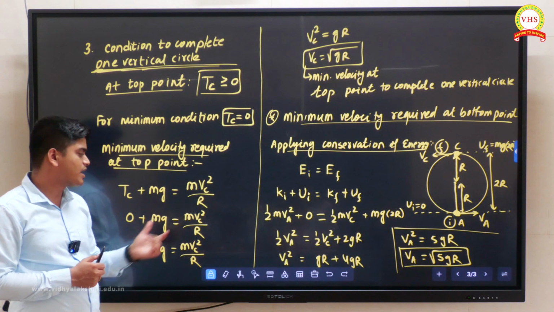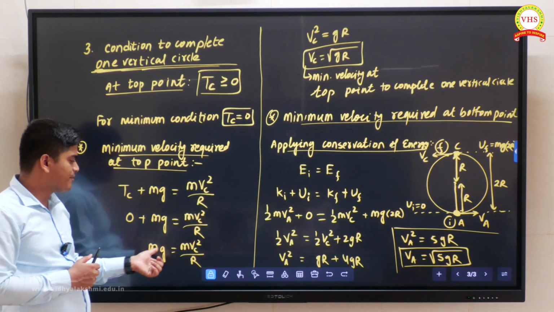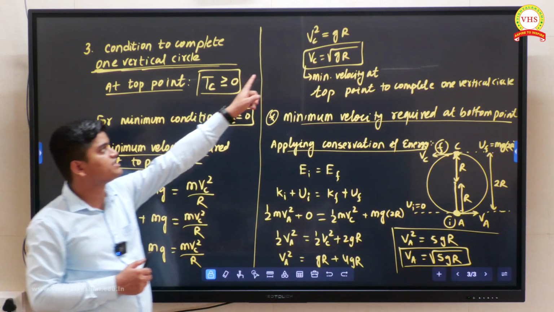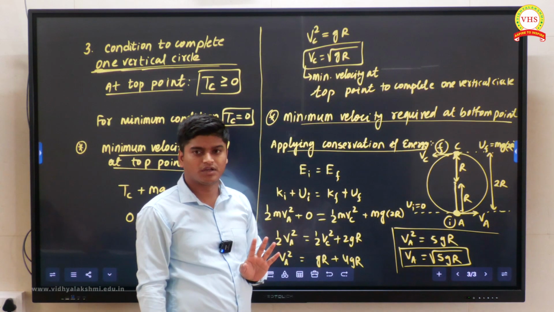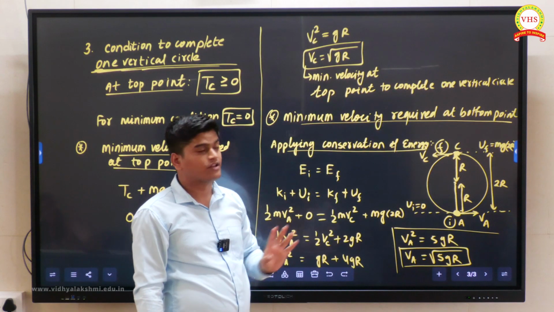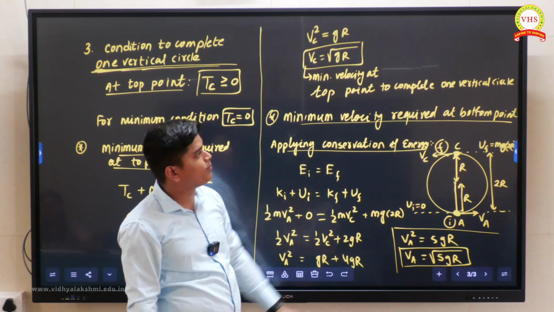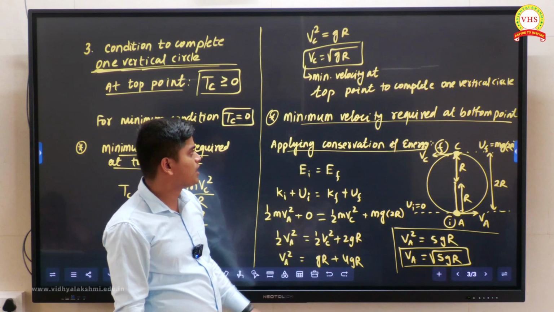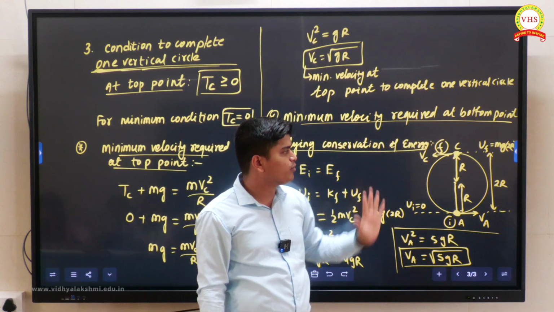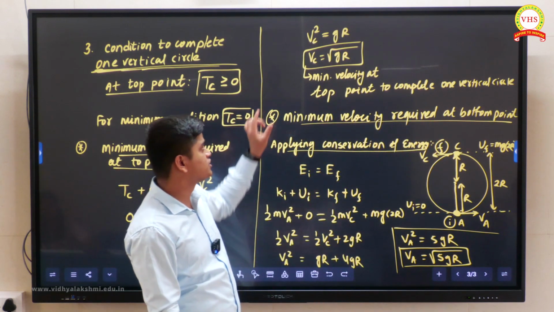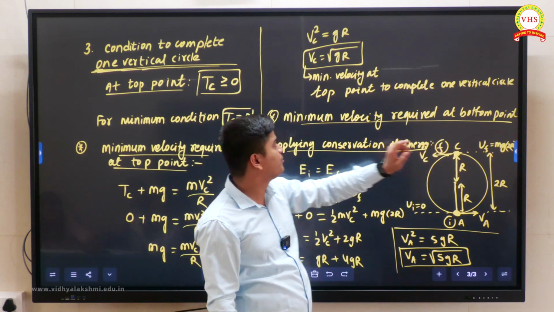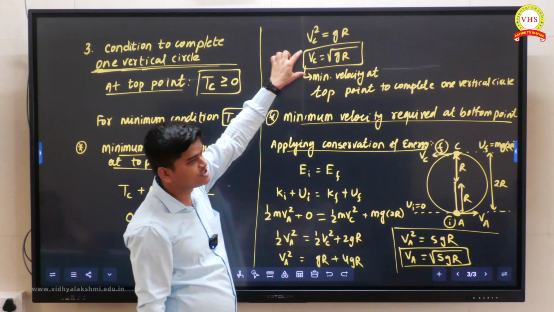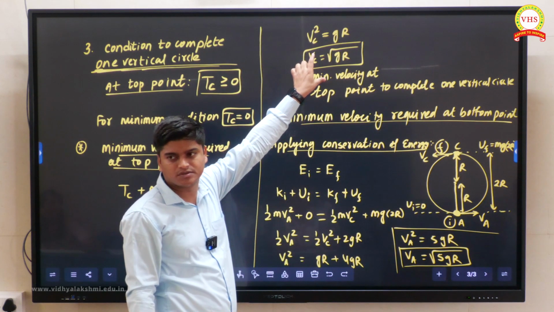mvc square by r. Here m cancels, I am getting Vc square equal to gr, or Vc equal to root under gr. Clear? Now this is the minimum velocity at the top point to complete one vertical circle. Now what is the minimum velocity required at the bottom point? By considering this only you can calculate that. So at the top point, how much minimum velocity is required? Root under gr. Don't forget, sometimes it is a direct question.